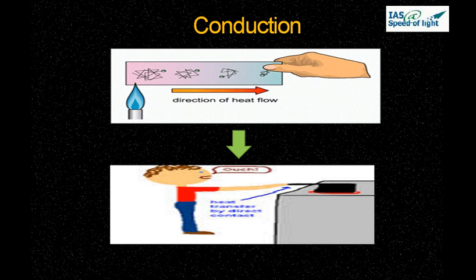What happens here is, for example, this iron rod has molecules right adjacent to each other, and if I'm providing heat at one end of the iron rod, the molecules will start vibrating, one molecule to another molecule and to the whole iron rod. The same thing happens when you touch a hot utensil placed on a hot gas, you feel the heat. So that is conduction. It is simple linear motion of energy.